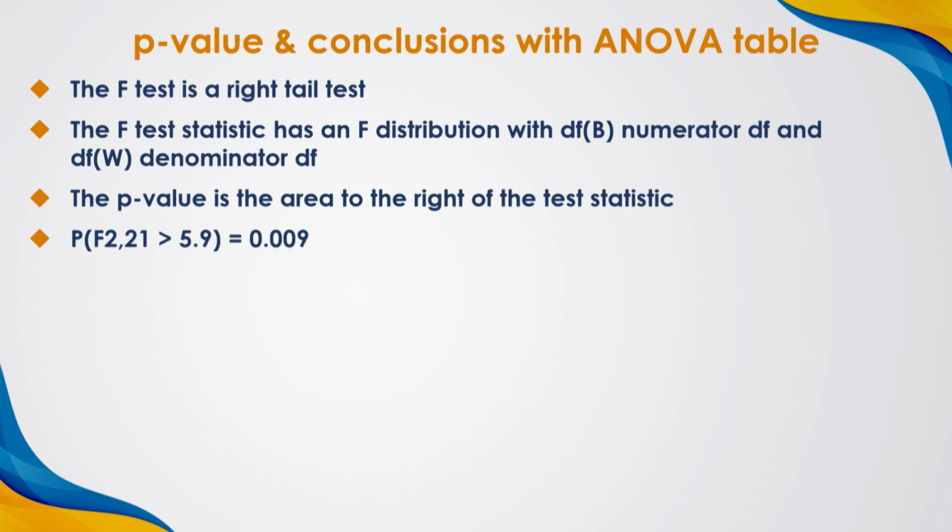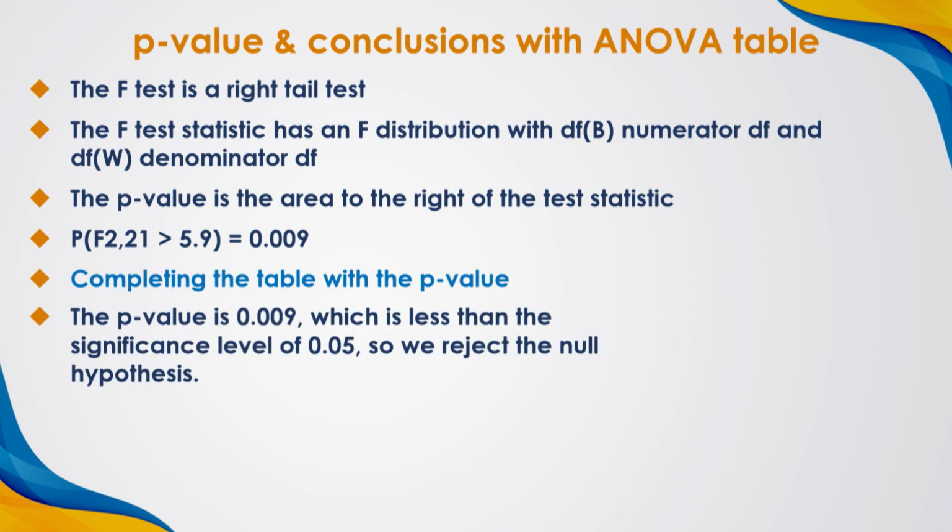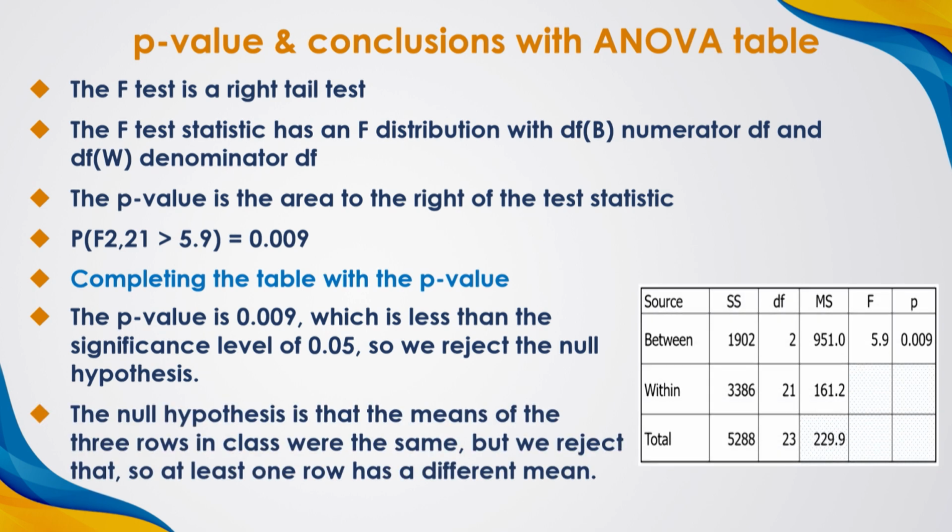See, the F statistic value is 5.9 and the p value is 0.009, which is less than 0.05. So, therefore, the null hypothesis is rejected. What does it mean? Finally, what is the null hypothesis? There is no difference between the mean values, that is the null hypothesis. If it is rejected, it means the difference between the means is significant, and that is the conclusion we have to make. So, the p value is useful for making conclusions.